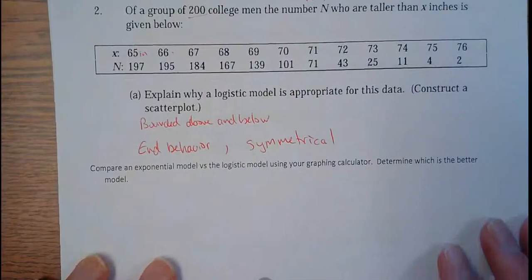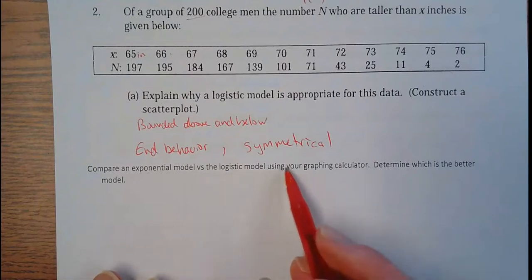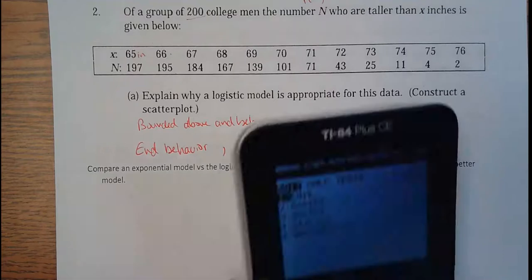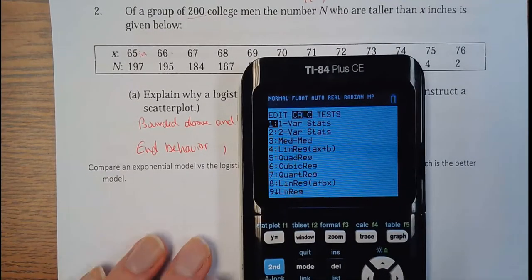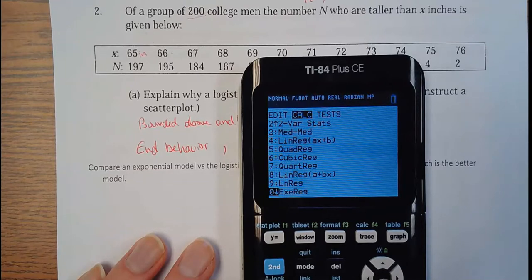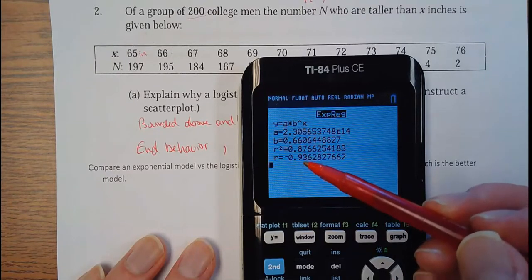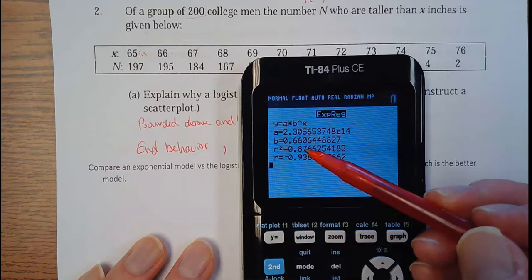So looking down here, compare an exponential model versus a logistic model using your graphing calculator. I'll go to stat, calc, and do exponential regression with those two, storing this in L1. The R is not too bad. R squared and R aren't terrible. They're pretty good numbers, pretty strong.